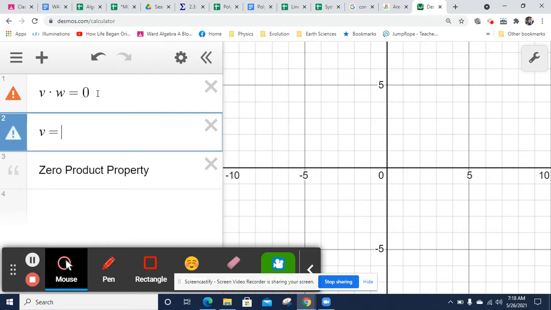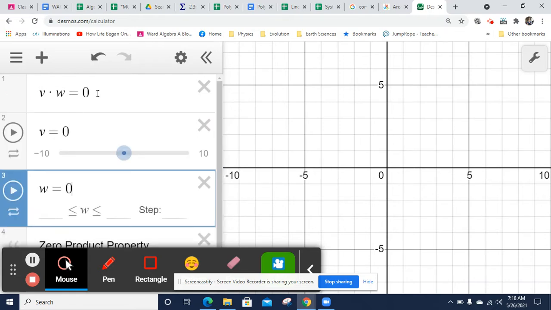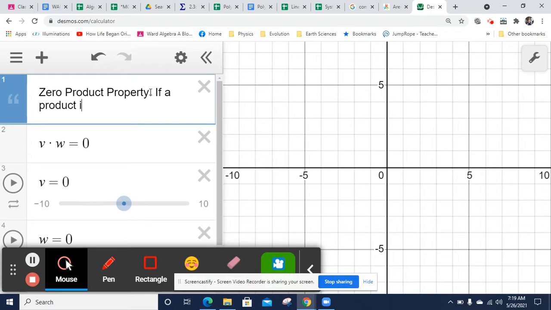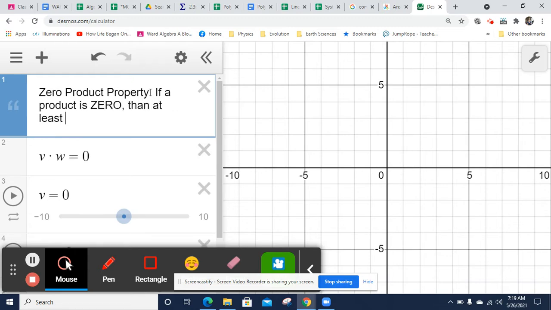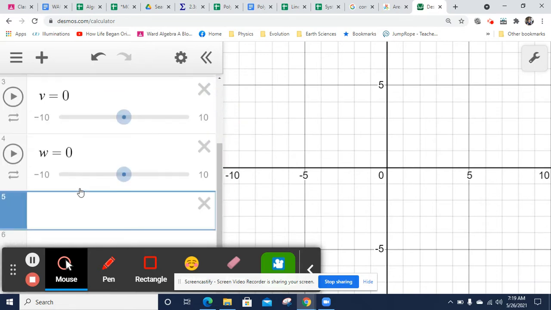So v equals zero, or w equals zero. One of those, at least one of those, if not both of those, is equal to zero. And that is the basic idea of the zero product property. If a product is zero, then at least one of its factors is zero. So we can use this to figure out some key things for polynomials.